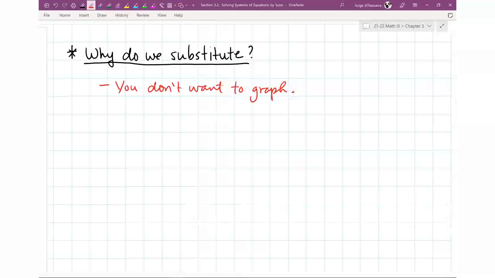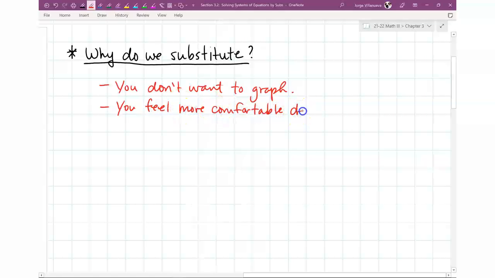So if you don't want to graph, then you want an alternate way of doing the work. So what's an alternate way? Well, you can substitute. Okay, why else would you substitute? You feel more comfortable dealing with equations.